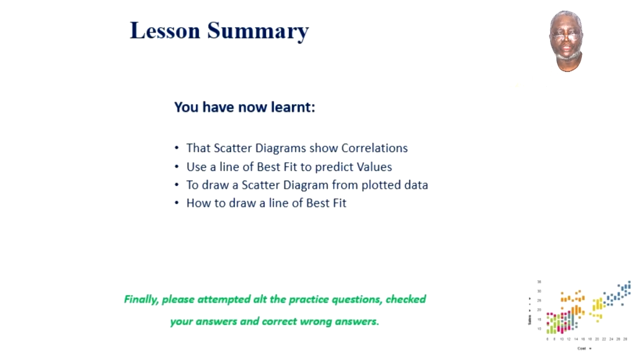But before we go, let's look at what we've learned. You have now learned that scatter diagrams show correlations. You've learned how to use a line of best fit to predict values. You've learned how to draw a scatter diagram from plotted data. Finally, you've also learned how to draw a line of best fit. As usual, please do the activities, answer the questions, do the drawings, practice on them, and you will be ready for your exam.